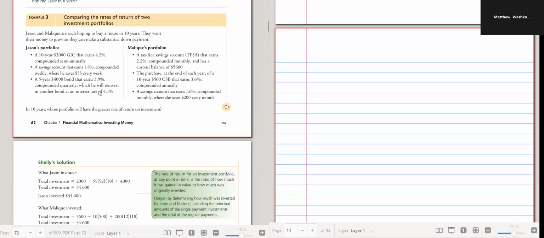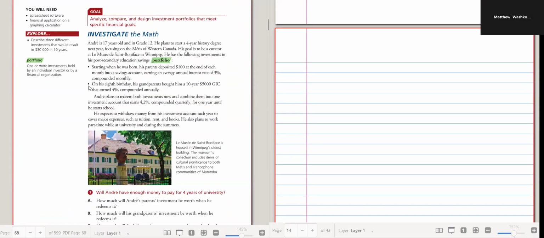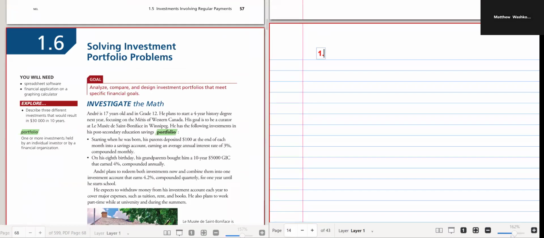Okay, so we're now going to finish up unit one here, which is unit 1.6. So this is now unit 1.6. This is solvent investment portfolio problems on page 58. All right, so this is the end of it.